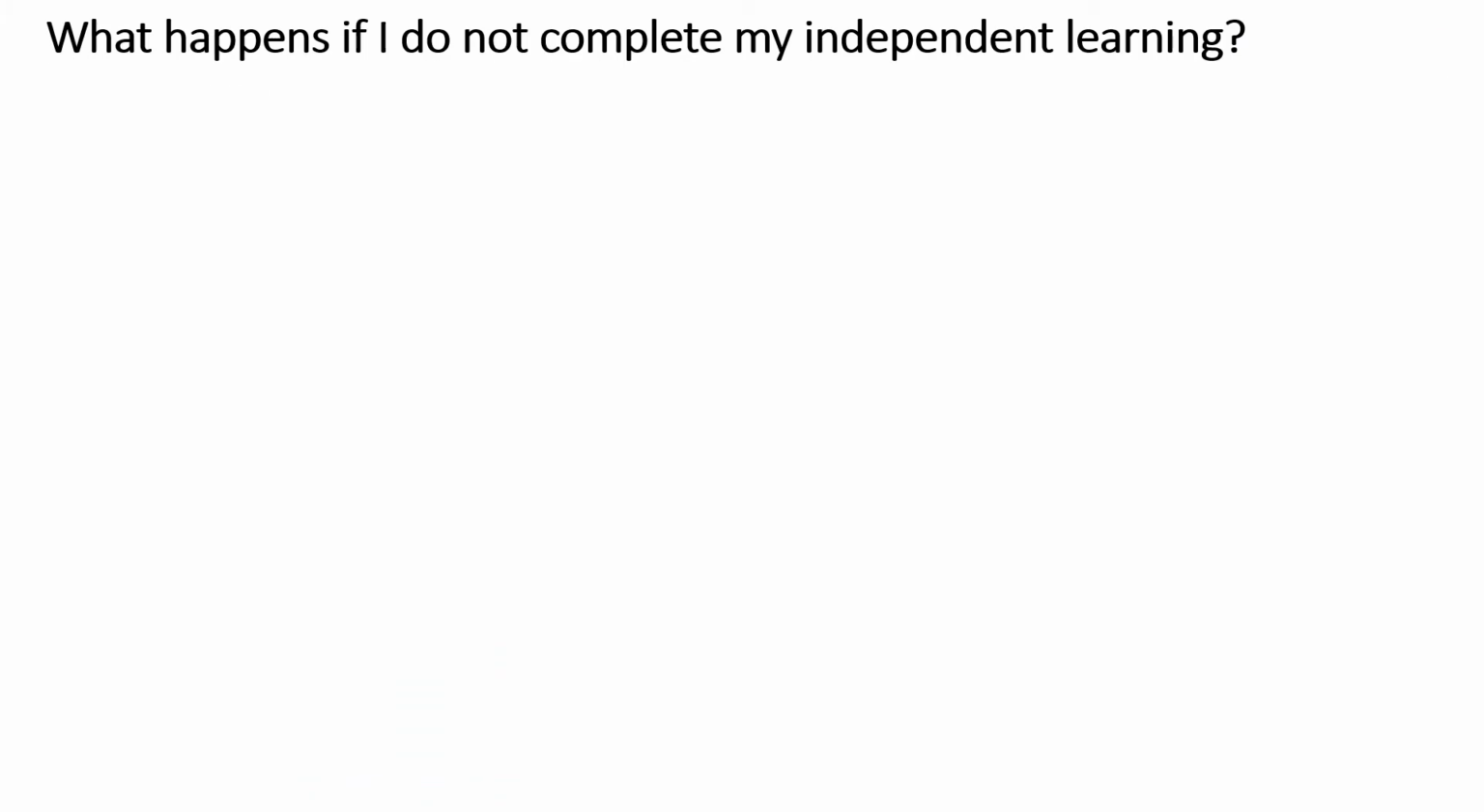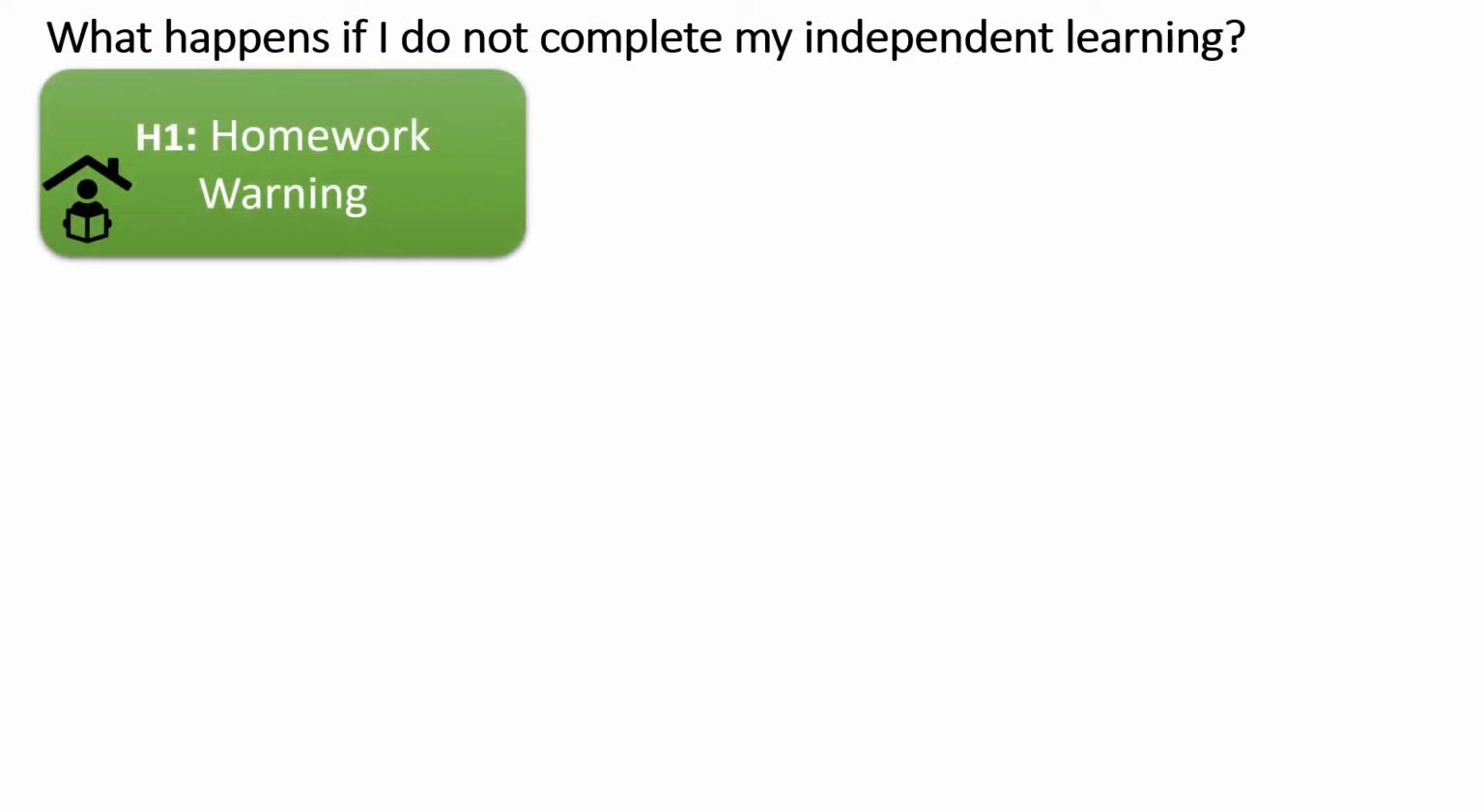Because we believe that independent learning is a vital part of the curriculum, we have put a number of supportive steps in place to ensure you're completing those tasks to the best of your ability. In the first instance, if you fail to complete work on time, or you hand a piece of work in that's not completed to an adequate standard, you'll get a homework warning, or H1. Class charts will record this event, but you'll not get a behaviour point. That's because we understand there are sometimes circumstances that mean you may miss a deadline or rush work to get it in on time.